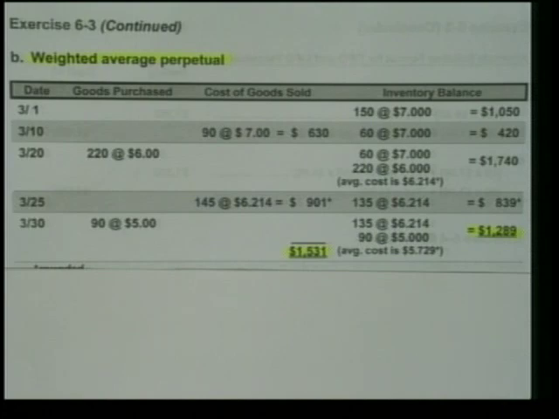Them computers are smart, aren't they? So this would just happen as far as a computer situation. But you're right, Marlon, it would be recomputed. Yes, Kara, did you have a question? For the average, do you add up the 60 and 20 and divide that, or how did they get the 6.214? Good question.